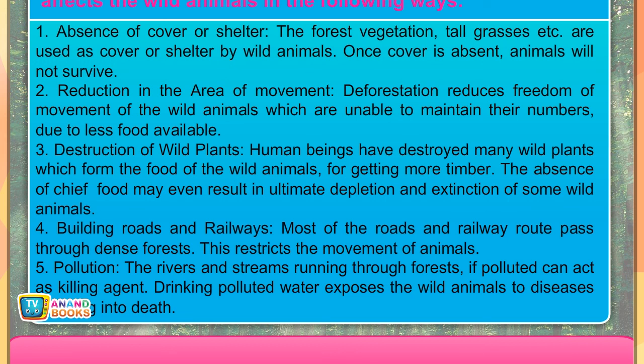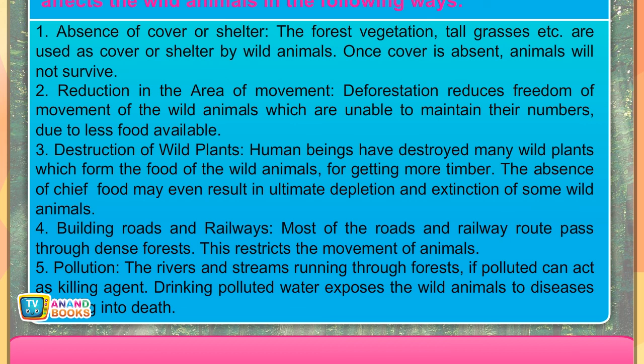Number 2. Reduction in area of movement. Deforestation reduces freedom of movement of the wild animals, which are unable to maintain their numbers due to less food available. Number 3. Destruction of wild plants. Human beings have destroyed many wild plants which form the food of the wild animals for getting more timber. The absence of chief food may even result in ultimate depletion and extinction of some wild animals.